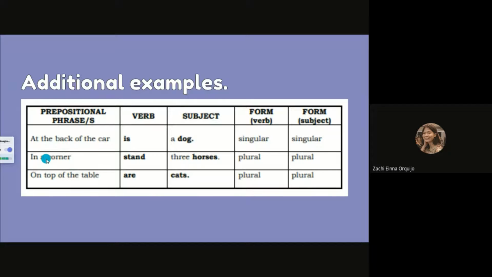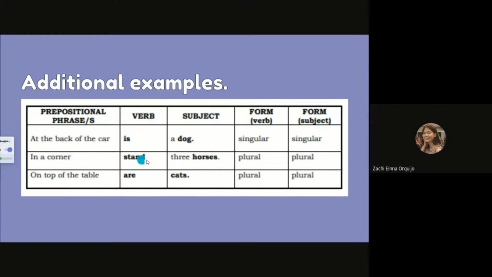For the second sentence, in a corner stand 3 horses. So yung subject natin ay more than one, which is plural, no? Kasi 3 horses, ibig sabihin 3 kabayo. That's why our verb is only stand. Okay? Pag naglagay tayo dyan ng S after ng word na stands, dapat singular yung subject natin, pero hindi. Dahil 3 kabayo or more than one na kabayo yung pinag-uusapan natin.